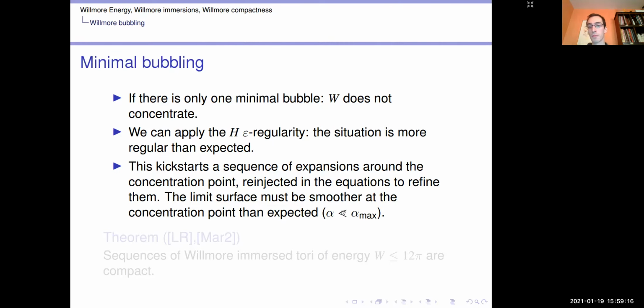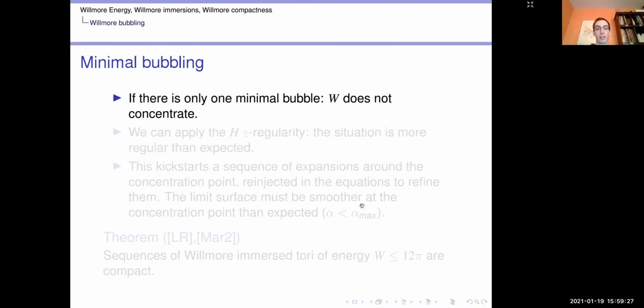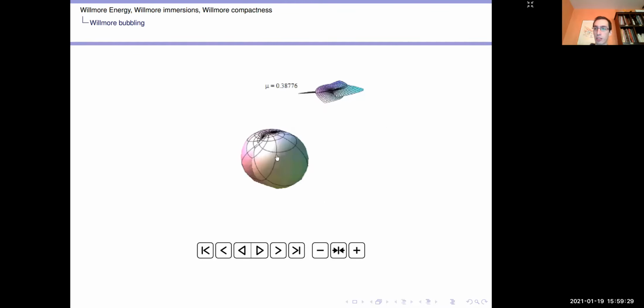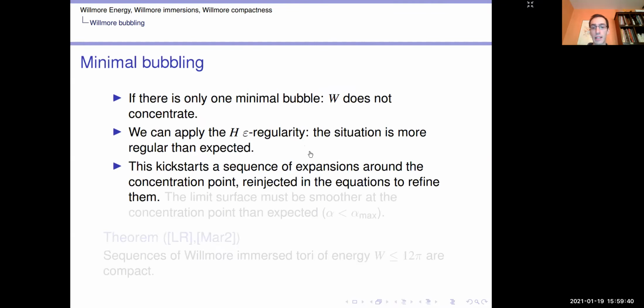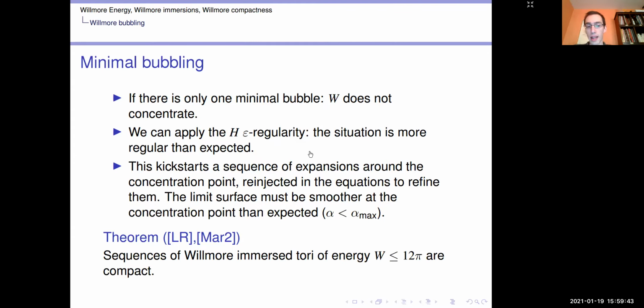So it means that its second residue at the branch point the limit surface may develop is always better than the worst case scenario. So here, it means that my limit surface must be smoother than the worst case scenario. So I cannot put any surface instead of the limit surface. It must be something which is rather smooth. And in fact, this was enough to show that Willmore immersed tori of energy lower than 12 pi are compact.